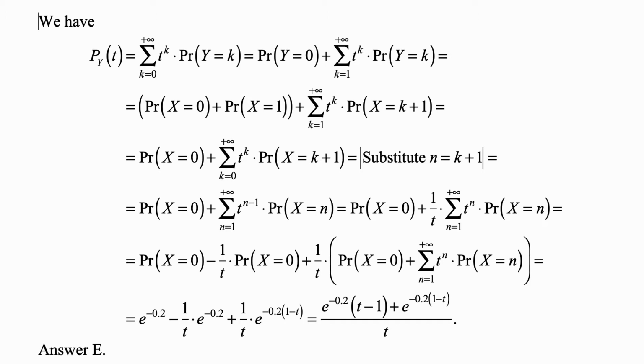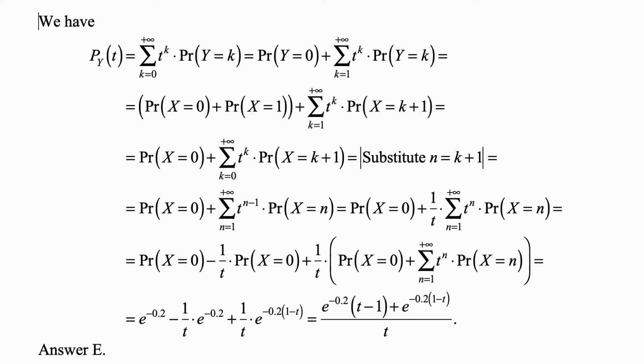So we have x equal to k plus 1 for the value of y equal to k. And that's equal to the probability that x is 0 plus the sum from k equals 0 to plus infinity of t to the k times the probability that x is equal to k plus 1. Now we start counting at 0, and we substitute n equal to k plus 1, and this becomes the probability that x is 0 plus the sum from n equal 1 to plus infinity of t to the n minus 1 times probability that x is n.